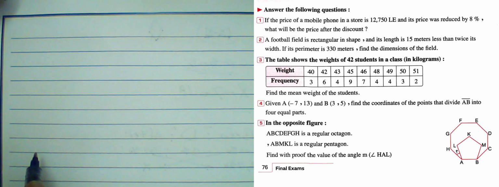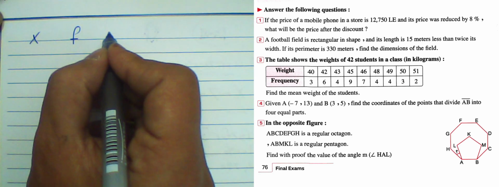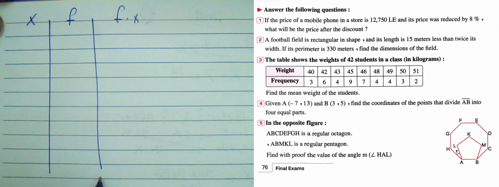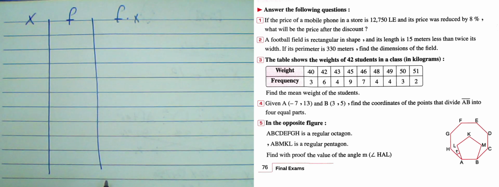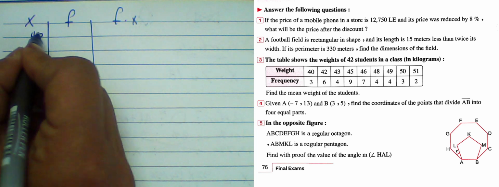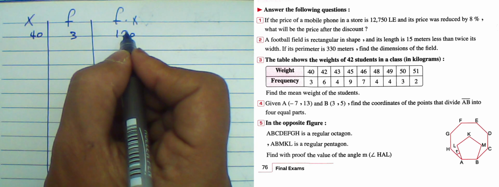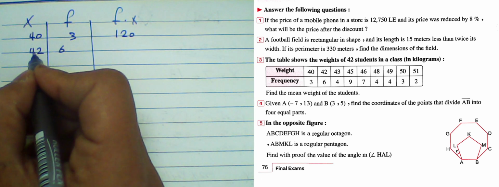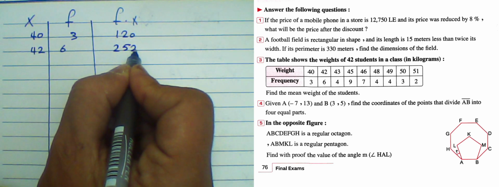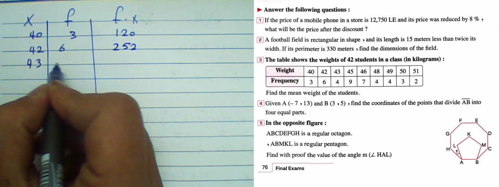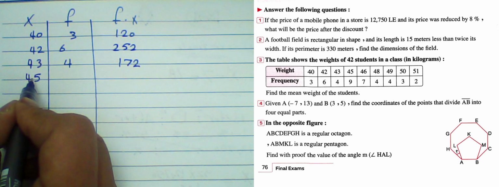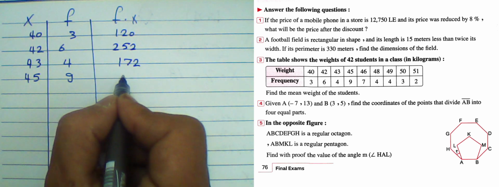First step, I will write here x, frequency, and f dot x. Okay, look with me at x and f as the product of two numbers. Okay, we have here 40 times 3, 120. Write 40 multiplied by 3 equals 120. And x was 42 multiplied by 6, 252. 43 multiplied by 4, 172. 45 multiplied by 9 will be 405.